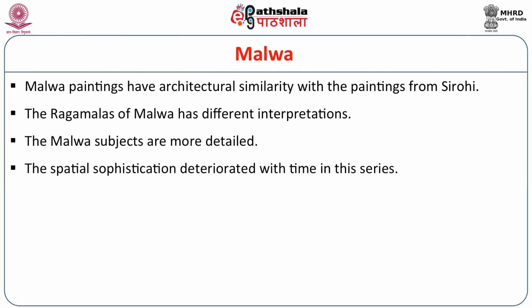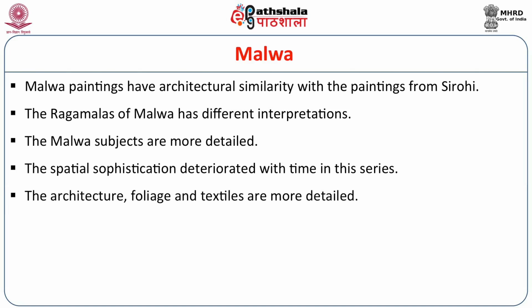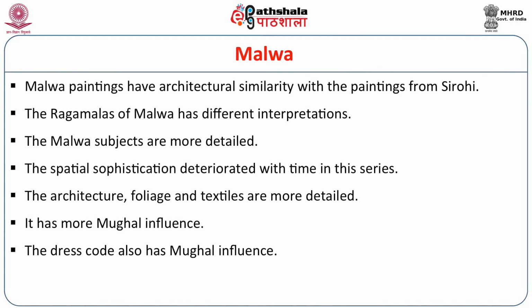The spatial sophistication deteriorated, of course, with time in these series. The architecture, foliage and textile are more detailed, and this is a kind of texture that they have imbibed from the Mughals. It has more Mughal influence, therefore, as far as detailing is concerned. The dress code of this school also has Mughal influence. The reason can be that the political influence of the Mughals was more in these areas, and the ruling elite always imitated the Mughal elites, and therefore the dress code remained the same.